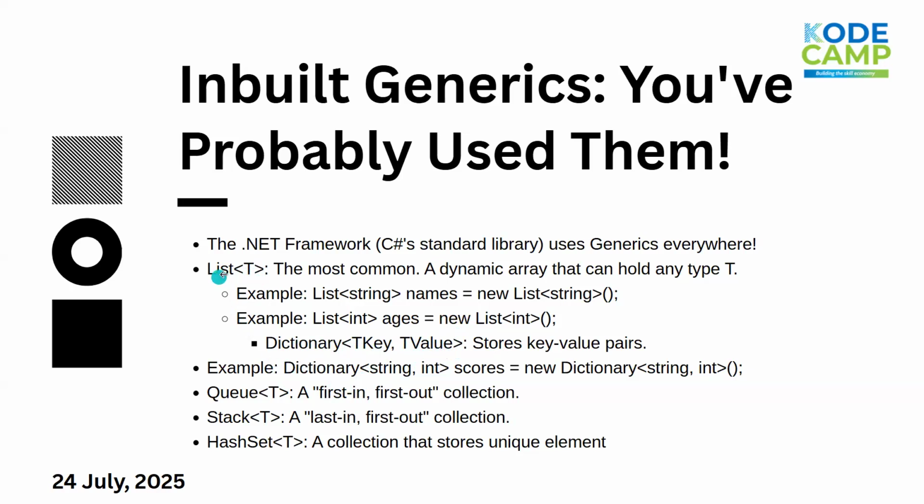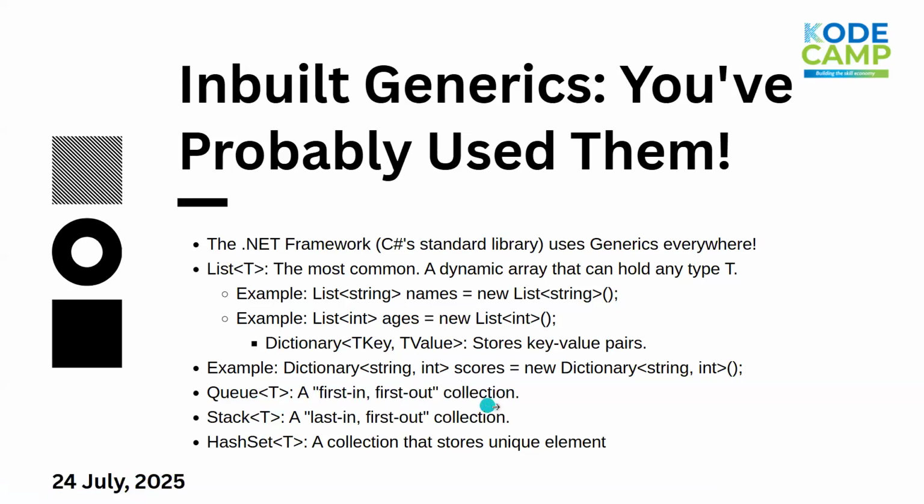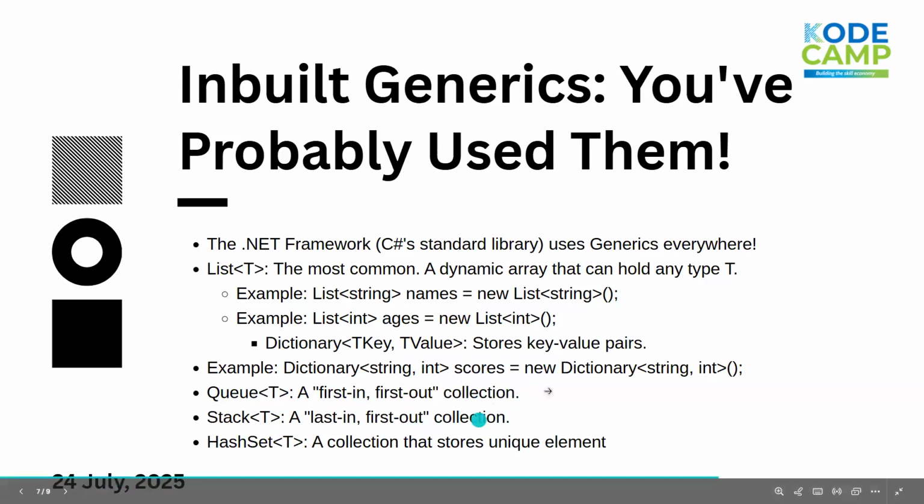So aside from the list and dictionary generics, we have other inbuilt generics. We have the queue, the stack, and the hash set. Queue is more like a first in, first out collection. If you want to understand that, you go into data structures, which is still another concept on its own. Do you get now? Don't worry, if you go into the code, you will understand better.